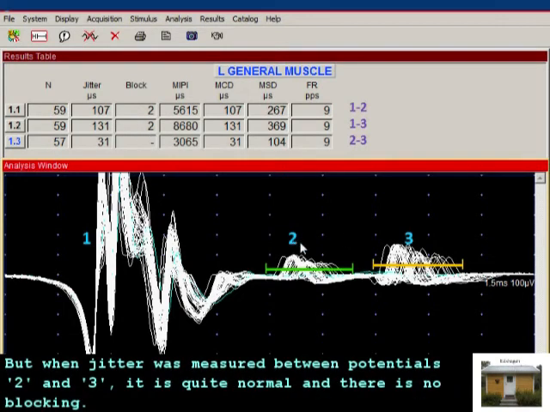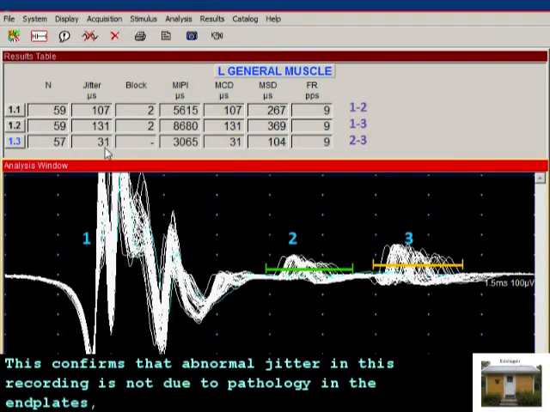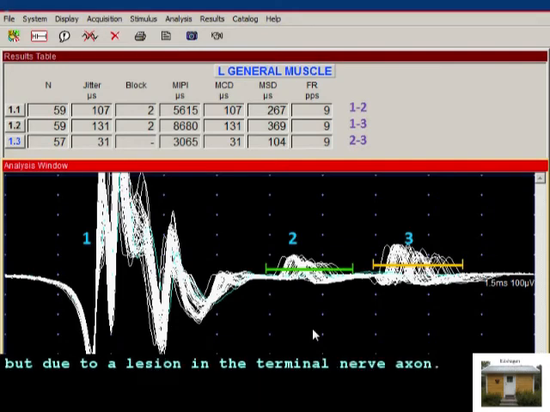But when the jitter was measured between potentials 2 and 3, it is quite normal and there is no blocking. This confirms that abnormal jitter in this recording is not due to pathology of the end plates, but due to a lesion in the terminal nerve axon.